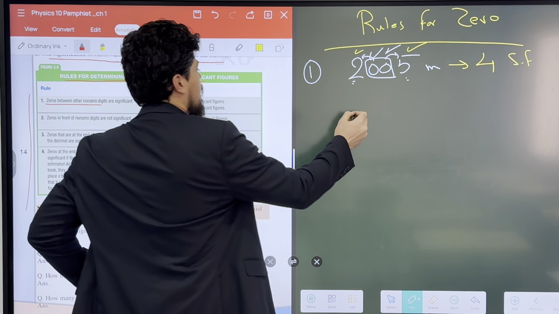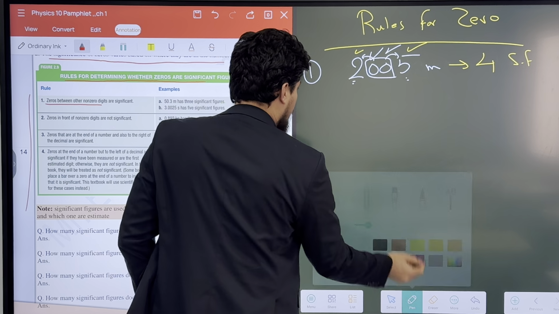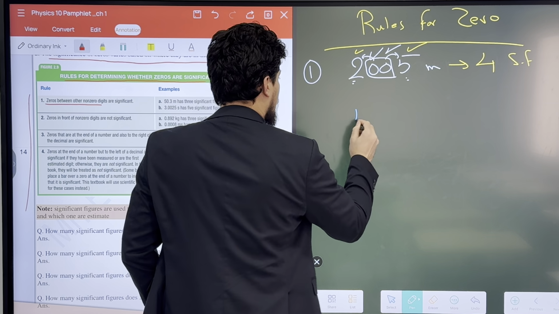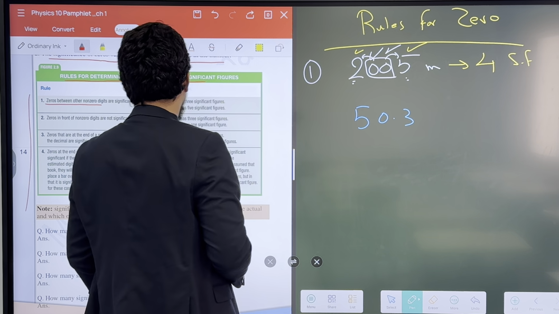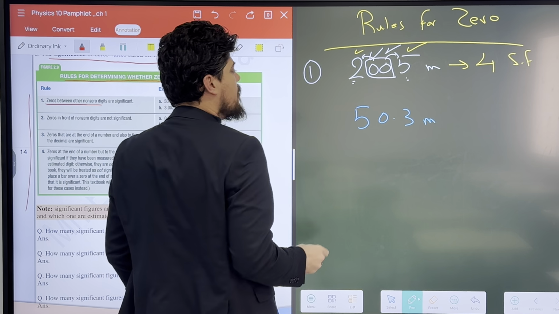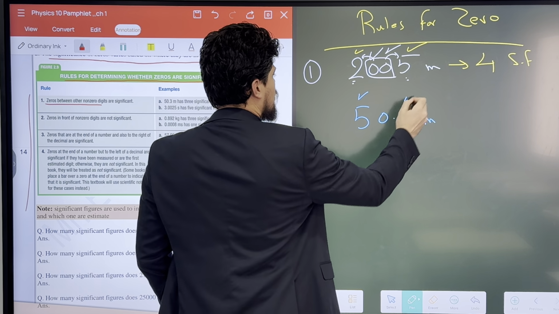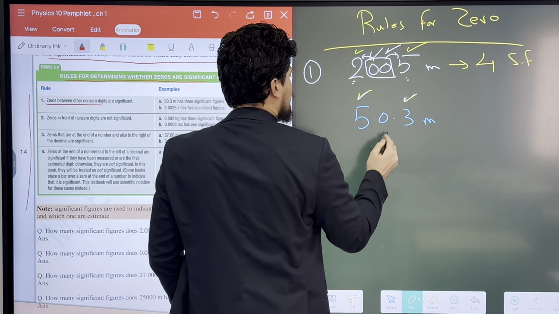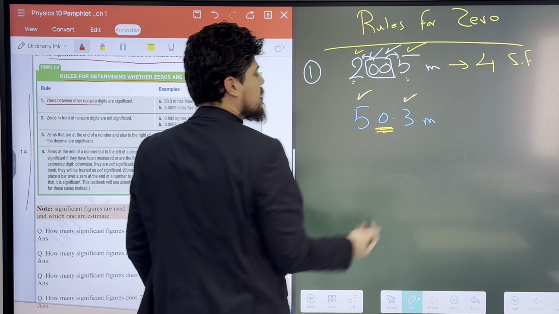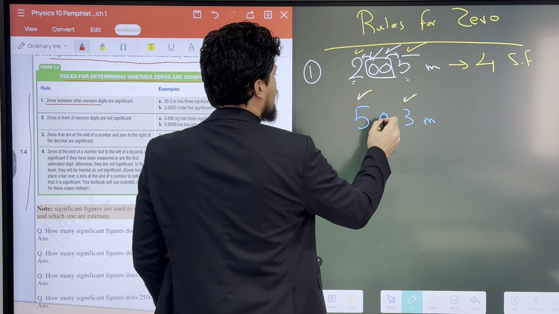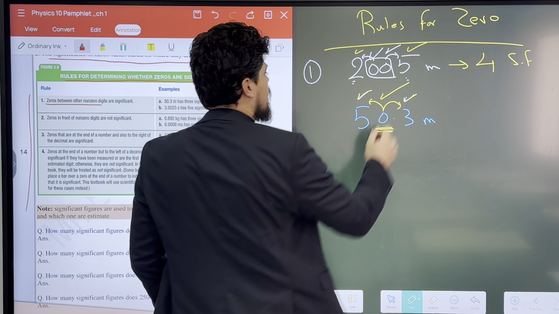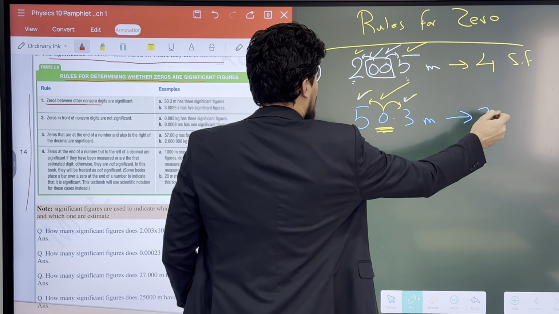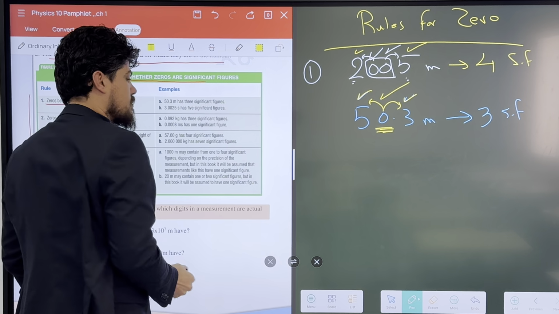Like 50, another example. Guys, look. 50.3 meters, for example. How many non-zero numbers do we have in this number? We have 1, 2. These two numbers are significant? Yes. So what about the 0? No matter whether we have a decimal or not, it doesn't matter. Is this 0 located between the two numbers? Yes. So that is why this 0 is also considered to be a significant figure. How many significant figures do we have here? We have 3 significant figures. Another example.